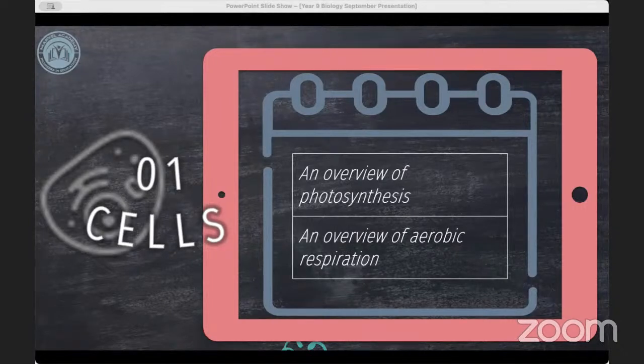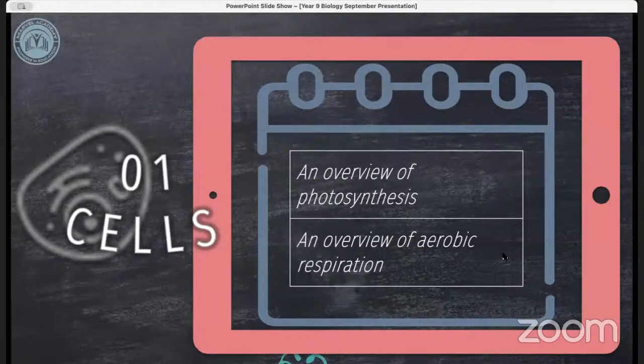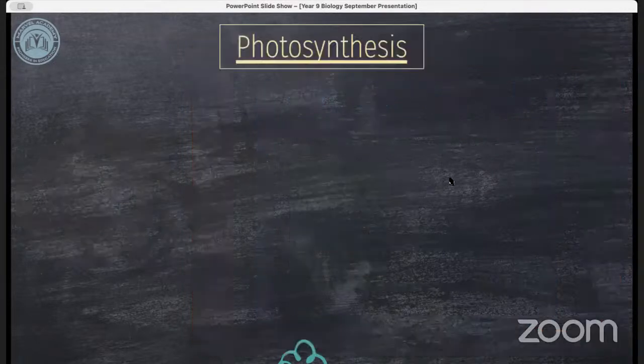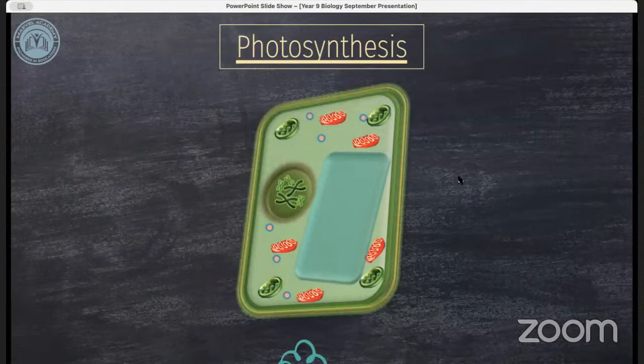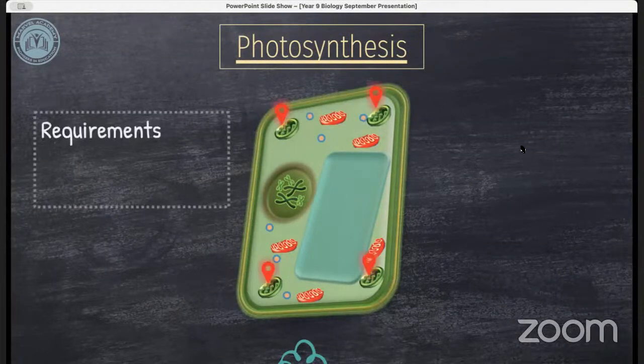Now here we will be looking into the overview of photosynthesis and the overview of aerobic respiration, because I told you all that we will be learning these parts in a while, right? So please, children, if you have any clarifications, you will have to ask. Okay, right? Don't be silent. Just feel free to talk. So just be very interactive.